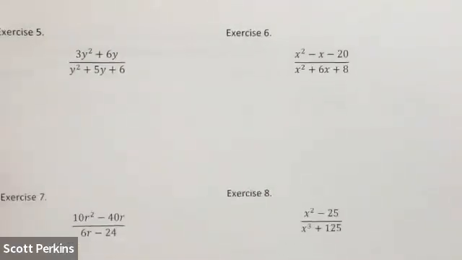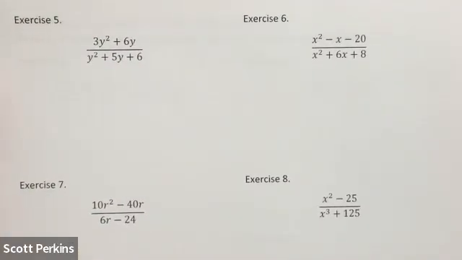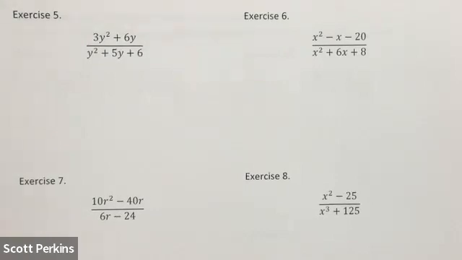All right, flip the page. Now it's finally your turn. So exercise 5. Just to give you a little nudge, the top has a common factor and the bottom you're going to unfoil. And then you're going to see if there's anything in common and reduce it.